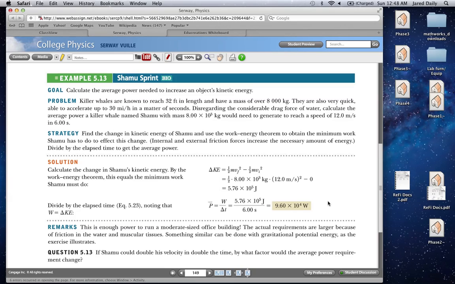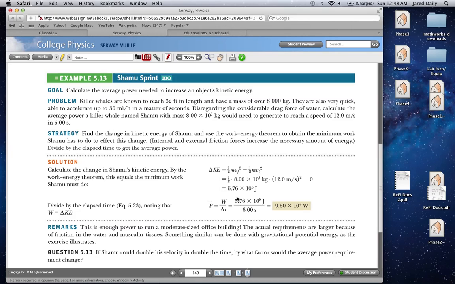They go ahead and use the kinetic energy equation here. We have the change in kinetic energy is equal to kinetic energy final minus kinetic energy initial. And the initial kinetic energy starting from 0, so they just calculate the final kinetic energy, which is 5.76 times 10 to the 5th joules.